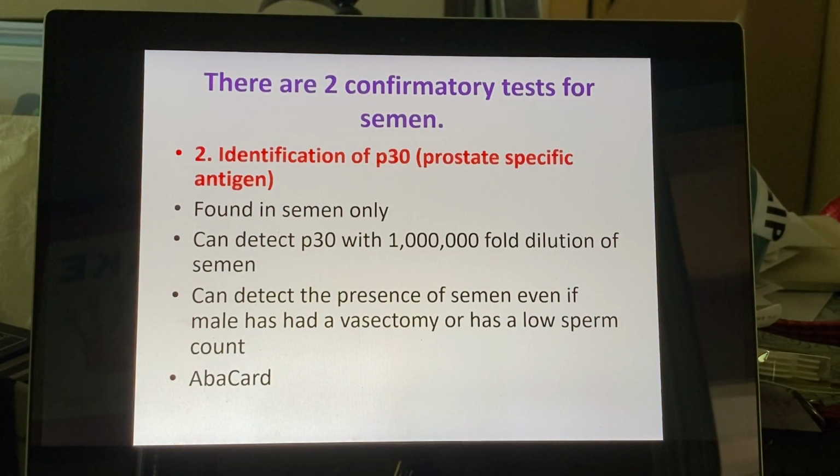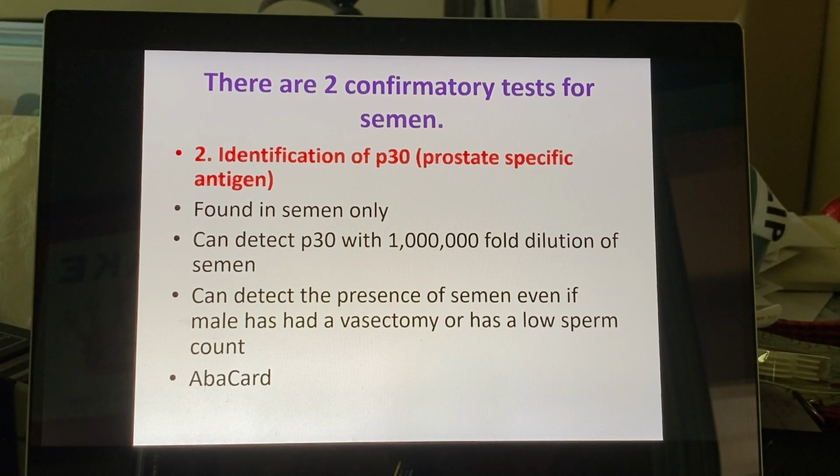Okay, the second confirmatory test is called P30. And P30 is another name for prostate-specific antigen. This is a protein that is found only in semen. And you may have heard of it called the PSA test. Okay, so fellas, when you reach about the age of 40, your doctor, probably on a yearly basis, is going to ask you to take a blood test for the presence of PSA or P30.